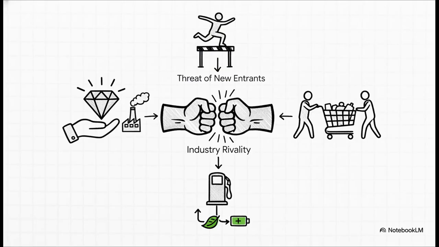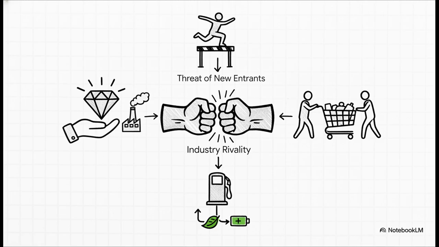First, you've got the threat of new entrants. Basically, how easy is it for a new player to jump in and compete with you? High entry barriers protect industries like steel manufacturing, but online retail? Constant new competition. Second is the bargaining power of suppliers. If there are only a few suppliers, like in the diamond industry, they hold immense power over you.